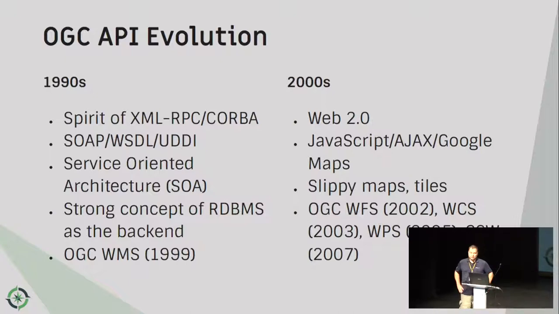Then, in the 2000s, the concept of Web 2.0 proliferated, where we started to see a lot of JavaScript, AJAX, and Google Maps came out, and that changed the whole game, where we had slippy maps and tiles. This conference has seen its share of presentations and work and projects around these concepts. At the same time, in OGC, we kept pushing along with evolving Web Feature Service, Web Coverage Service, processing, and catalog.